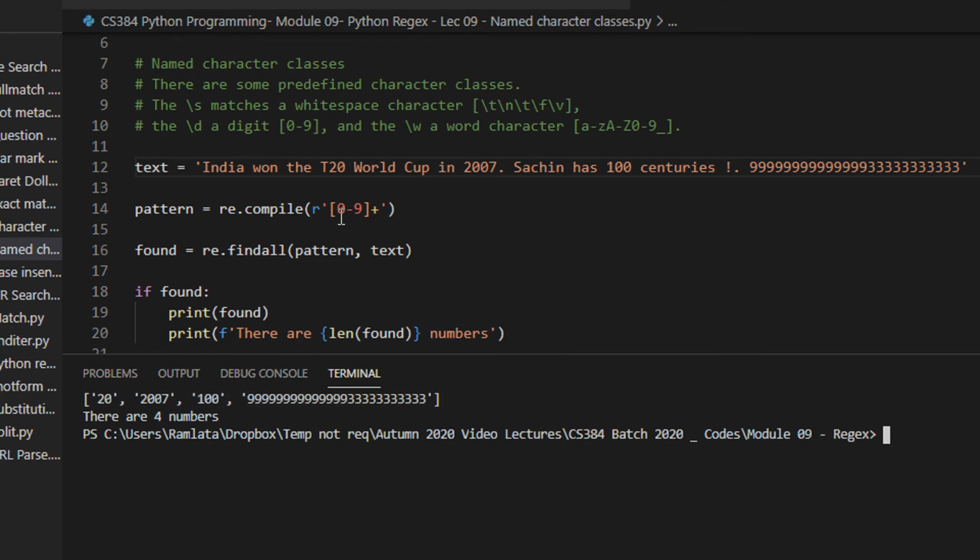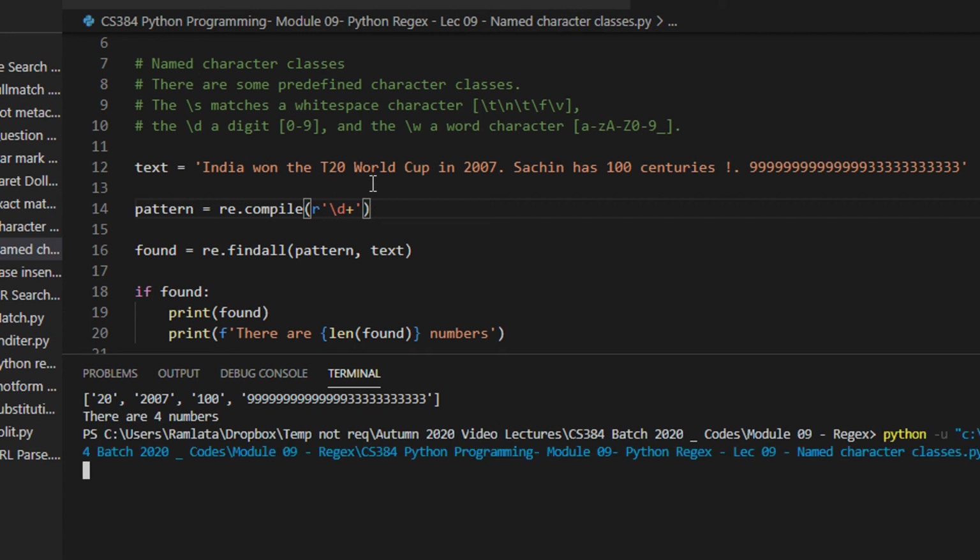Instead of this, you can actually provide a shorthand. Both the methods are correct actually. You can have a pattern like \d. D stands for digit and this is basically the same as 0 to 9, right? So in this case both the outputs are the same.